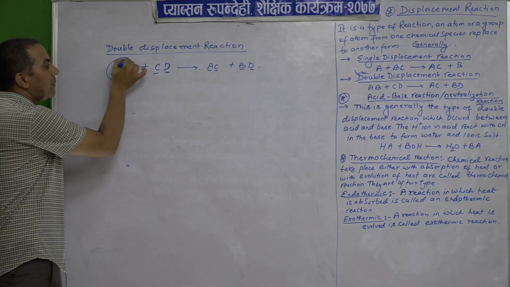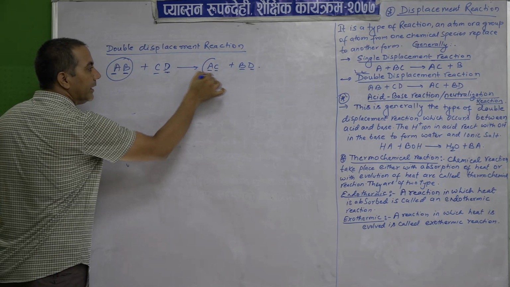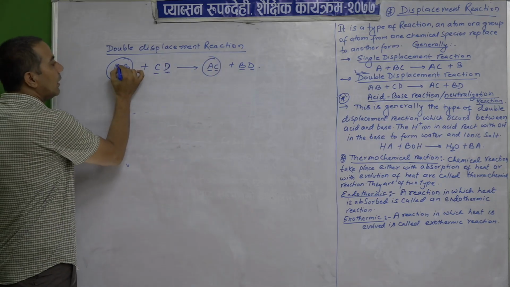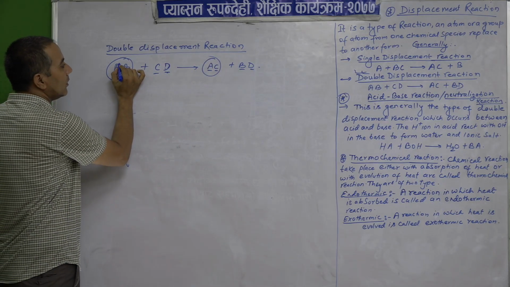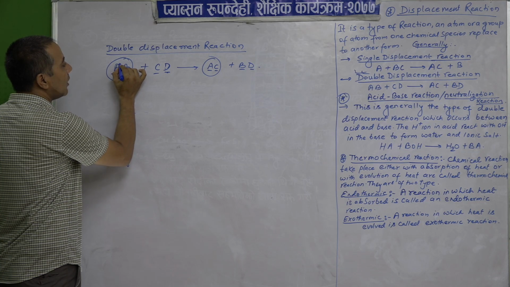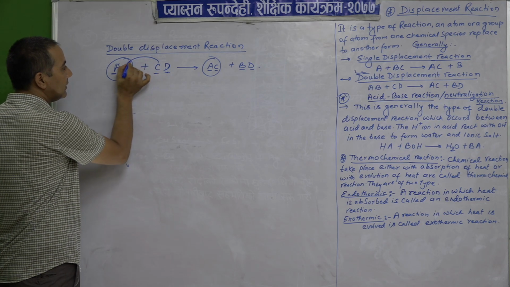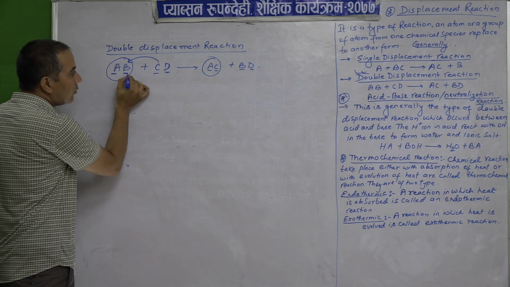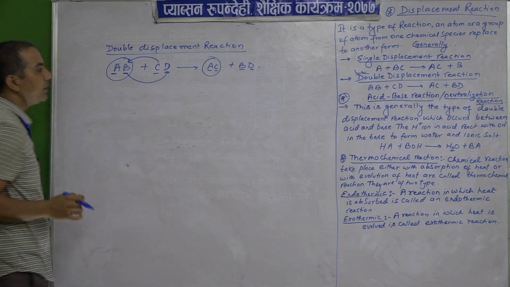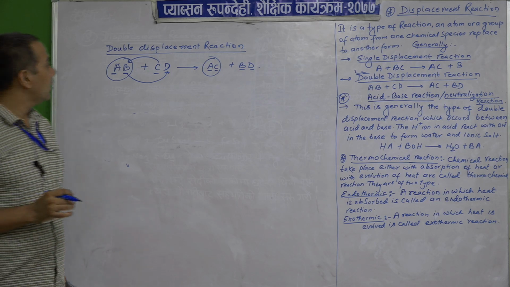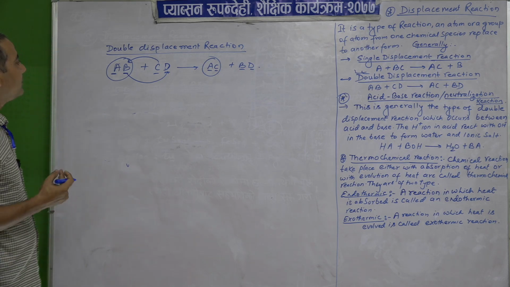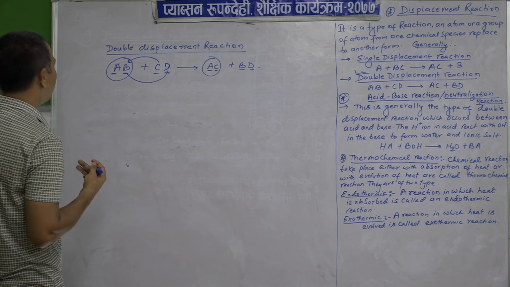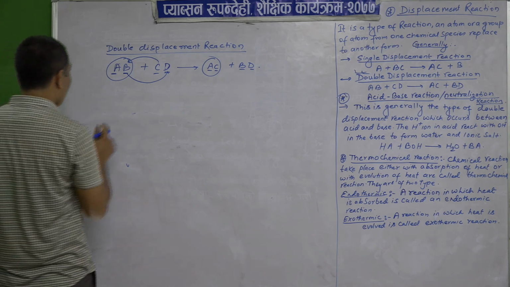So what happened? The groups are being replaced to form AC. A replaces what? A is replaced by C, isn't it? And B combines with D like that. So it replaces like that. So let us take some examples.